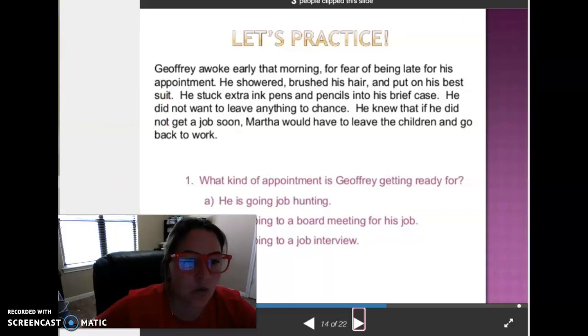So Jeffrey awoke early that morning for fear of being late for his appointment. He showered, brushed his hair, and put on his best suit. He stuck extra ink pens and pencils into his briefcase. He did not want to leave anything to chance. He knew that if he did not get a job soon, Martha would have to leave the children and go back to work.